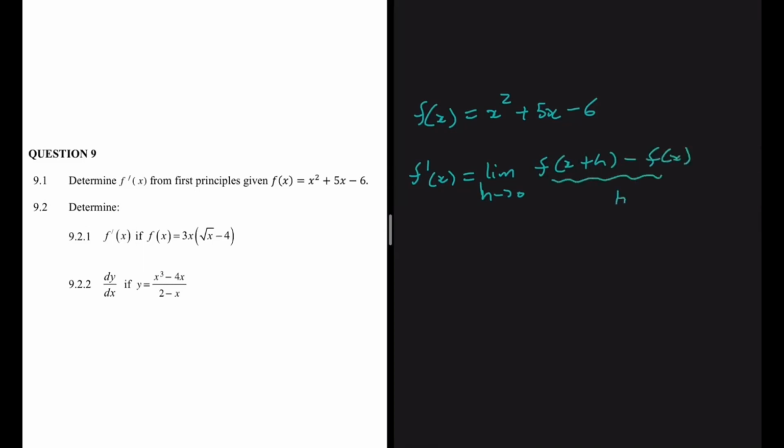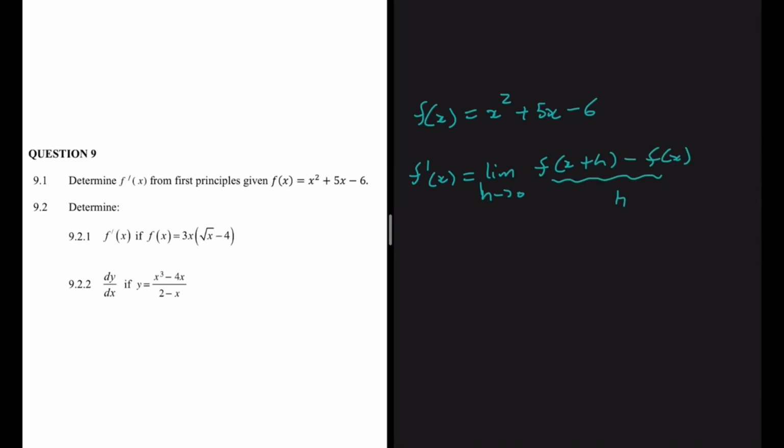Let's see if we can find the derivative of f of x equals x squared plus 5x minus 6 using first principle. So which formula do we use when we want to find the derivative of a function using first principle? We say that f prime of x is equal to the limit as h tends to 0 of f of x plus h minus f of x, divided by h.